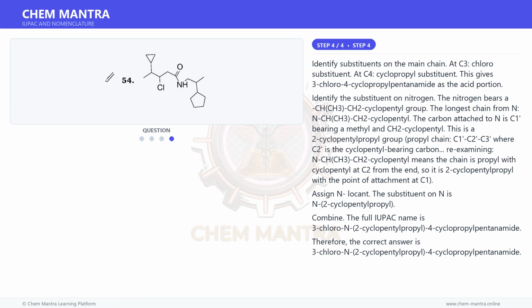Identify the substituent on nitrogen. The nitrogen bears a CH, CH3, CH2 cyclopentyl group. The longest chain from N: N-CH, CH3, CH2 cyclopentyl. The carbon attached to N is C1 bearing a methyl and CH2 cyclopentyl. This is a 2-cyclopentyl propyl group, propyl chain C1, C2, C3, where C2 is the cyclopentyl-bearing carbon.